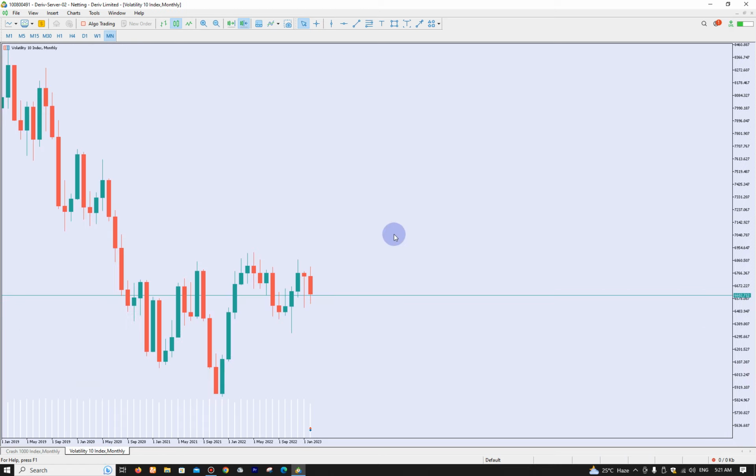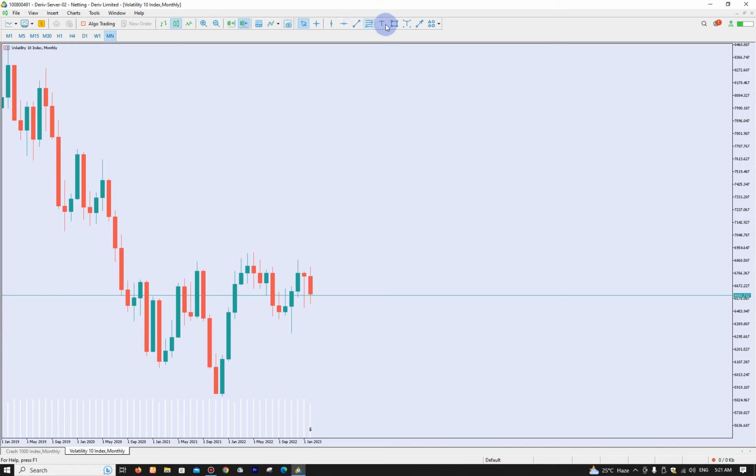Now we're going to look at Volatility 10 as our case study. As you can currently see, we're looking at it on the higher time frame. This is the higher time frame, and we have the monthly time frame right in front of us. As you can see, we have a key area of interest right in front of us.